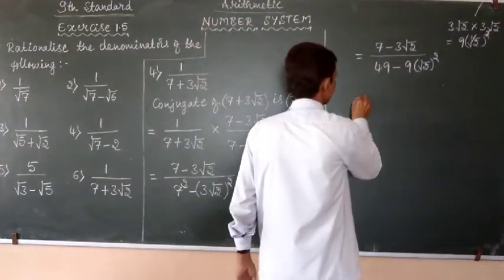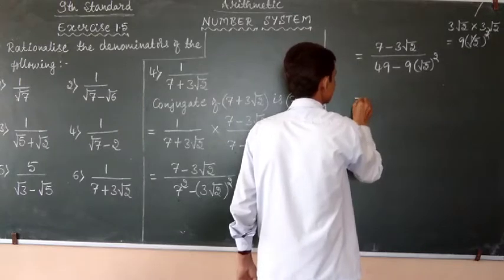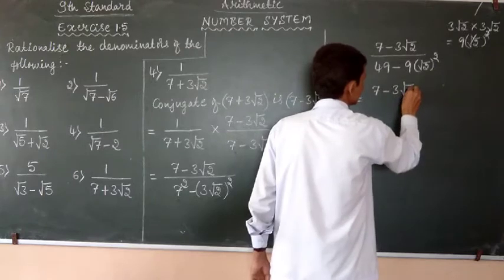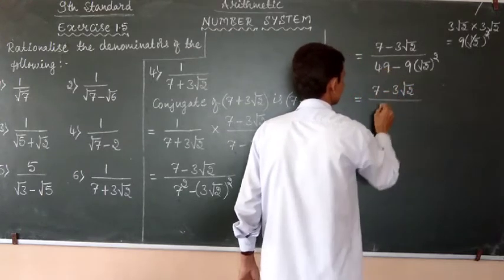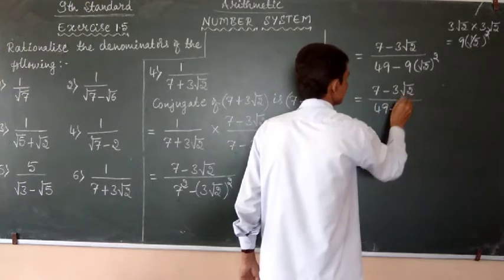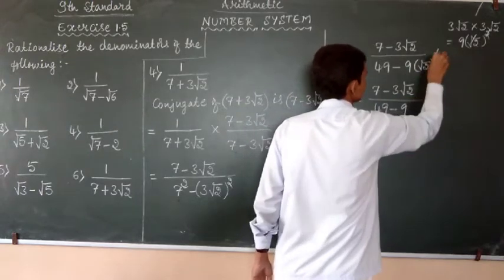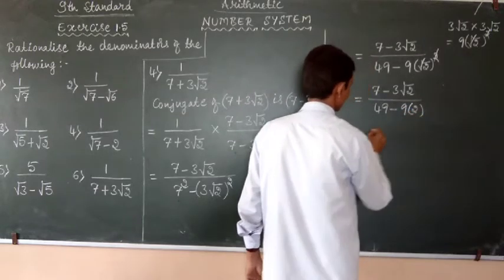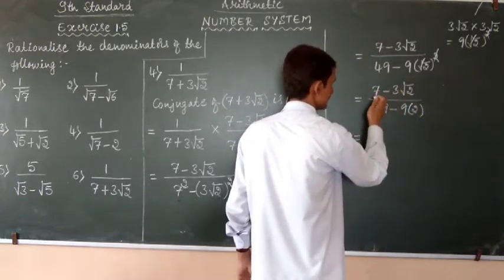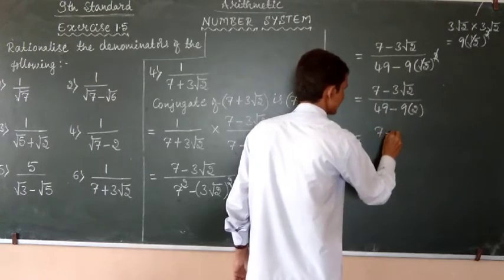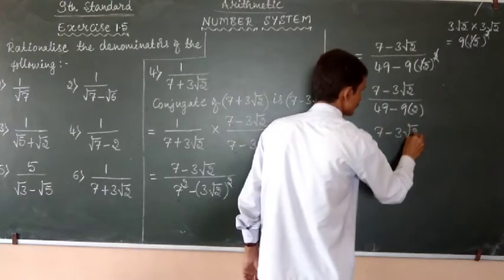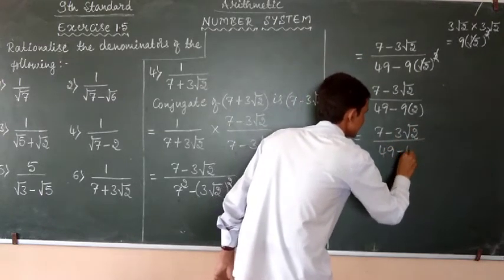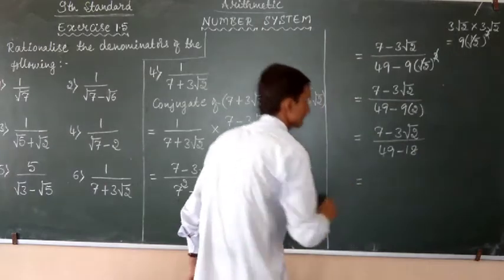In the same way, write the numerator as it is: 7 minus 3 root 2 by 49 minus 9 into root 2 whole square, where the root and square cancel, so 9 into 2. So it will be equal to the numerator as it is, 7 minus 3 root 2, by 49 minus 9 twos are 18.